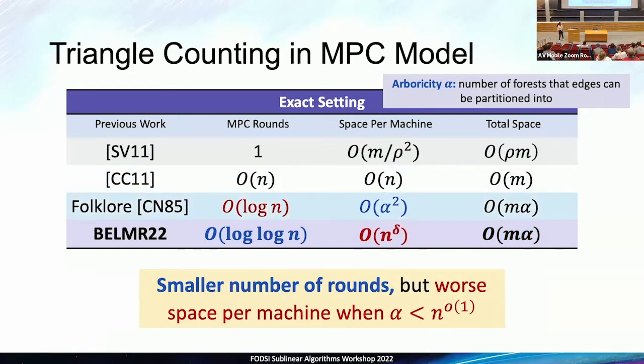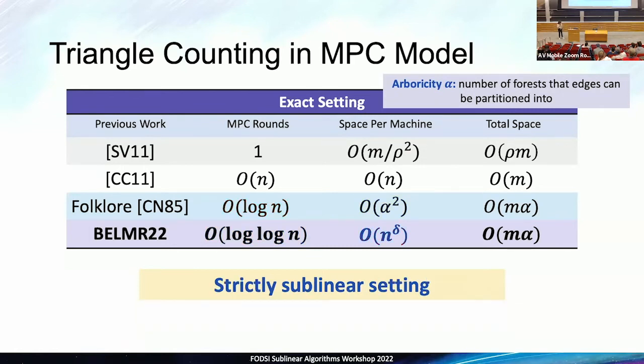And finally, for the folklore algorithm, we get a smaller number of rounds, but worse space per machine when alpha is less than n to the 1/2. But generally, in that case, in the real world, you have enough space in your machine such that you can model it as n to the delta for any delta greater than 0. But in terms of the theoretical bounds, we're slightly worse here. And as I mentioned before, we are operating in the strictly sublinear setting.